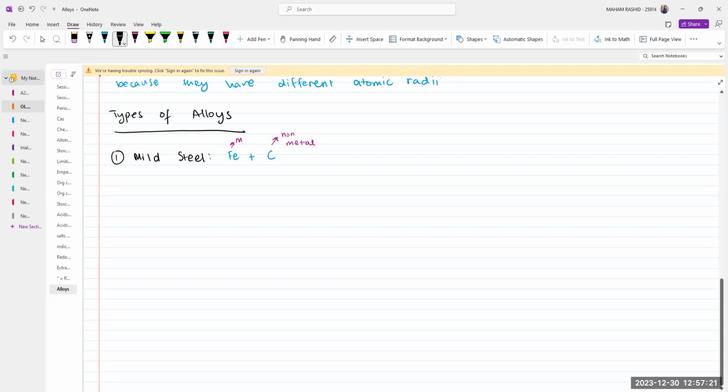So mild steel, only alloy in which two metals are not involved. The use for this is car bodies. Now we have another type of alloy that is called stainless steel.